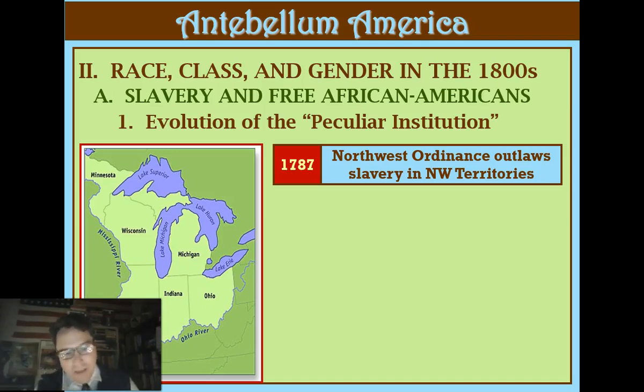And so, with many northern states having outlawed slavery after the Revolution and the Northwest Ordinance forbidding it in the Western territories, slavery indeed grew to be an institution that was peculiar to the South.